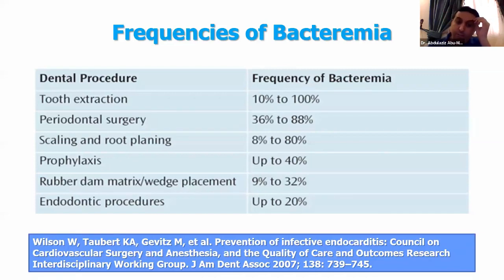Look at the endo procedure. We don't introduce bacteremia. All of this is a myth about so much of our procedures. If you're doing it in a correct way, with rubber dam, pulp extirpation, cleaning and shaping, everything will be fine. Can you imagine that wedge placement is much more bacteremic than endo? That's real life. So you should not be afraid.